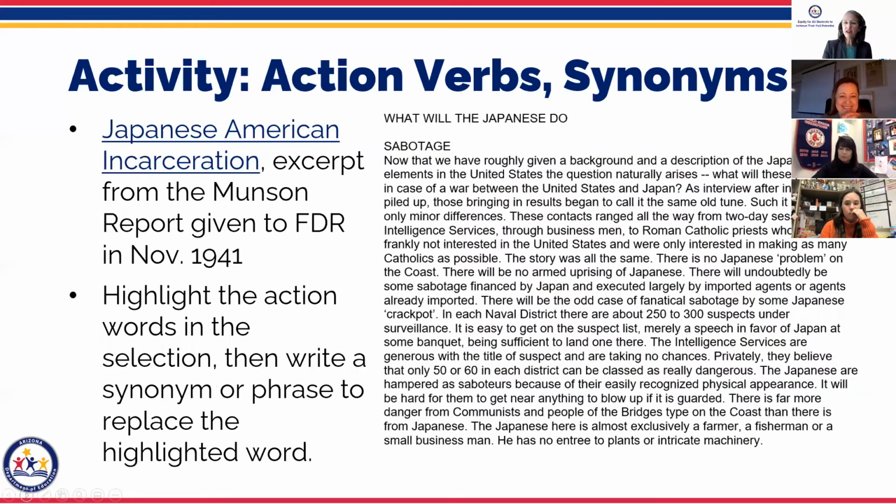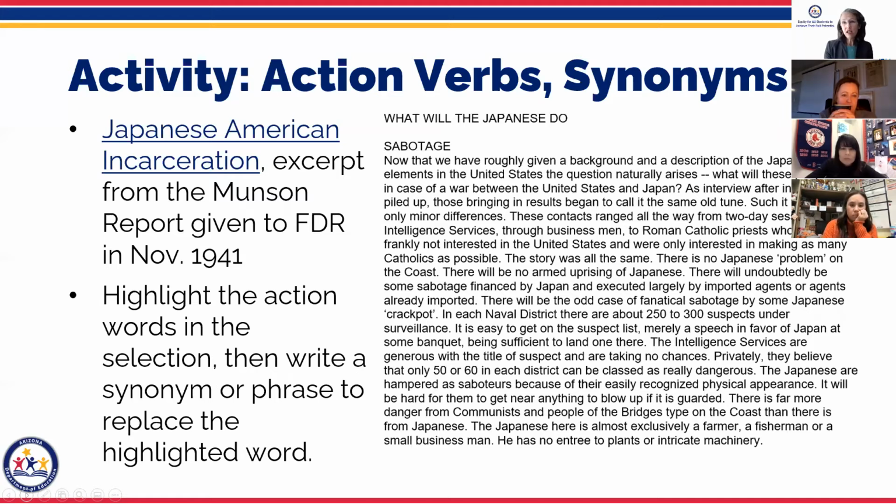All right, I do have another US one. So this is Japanese American incarceration. This is an excerpt from the Munson report that was given to FDR in 1941. And this activity is called action verbs and synonyms. So this is just a piece of the Munson report. The Munson report was actually more like a couple of pages.